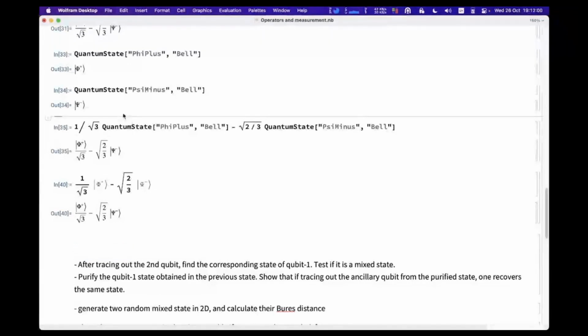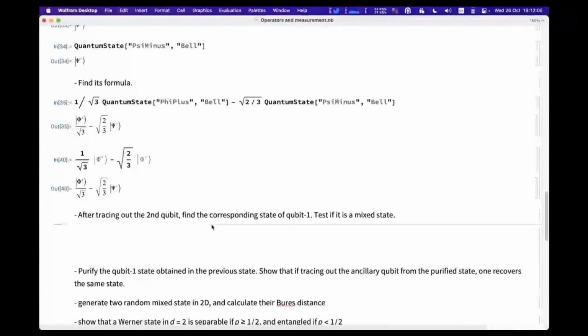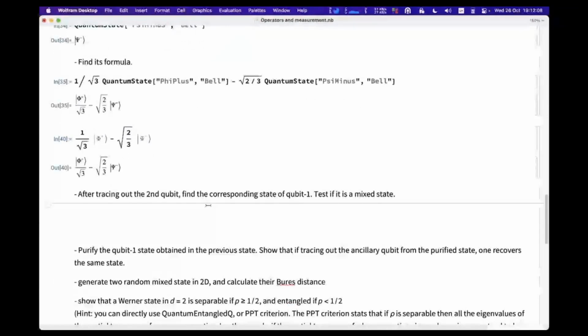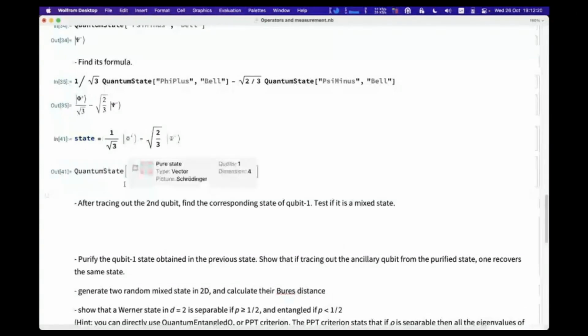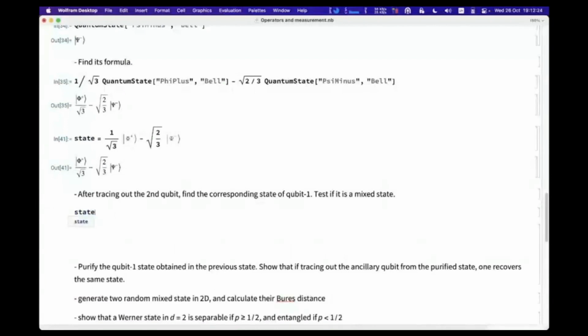Okay. Now the next step, we are doing some simple operation that we can do on our state. So we created that superposition. This time we want to trace out the second system. So the function to do that is quantum partial trace. So that's our state. Remember, it's in 2 dimensions, it's a composite system. So we just take quantum partial trace.